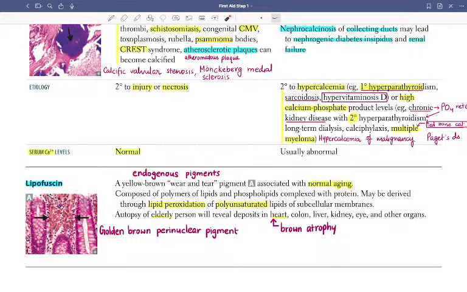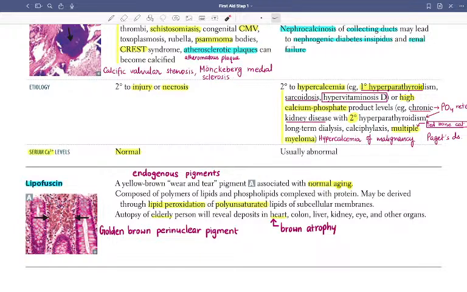Nephrocalcinosis of the collecting ducts can lead to nephrogenic diabetes insipidus, and finally renal failure. Sorry, I'm saying nephrocalcinosis of collecting ducts. It can lead to nephrogenic diabetes insipidus and renal failure.